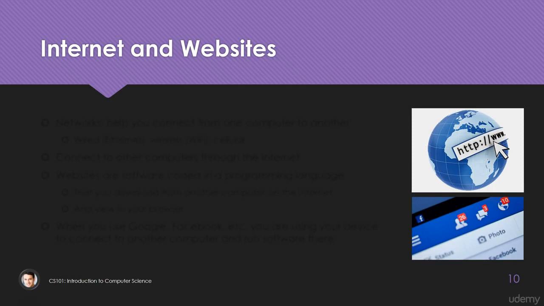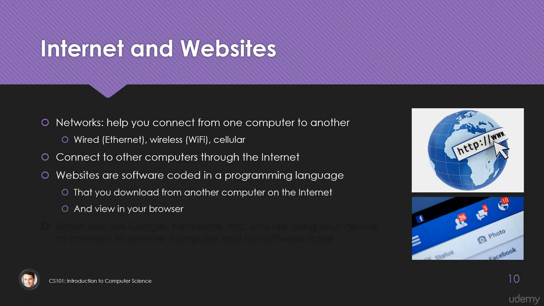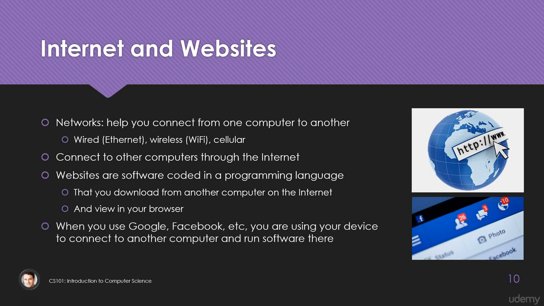So in the course, we'll be talking about a few other things as well. One is internet and websites. Basically, you have computer networks that help you connect from one computer to another through wired, wireless, or cellular networks. They connect to other computers through the internet, and websites themselves are really software coded in a programming language. You download a web page from the internet, and then you view it in your browser. So the browser is the software sitting on your computer that displays another software that is downloaded from another computer. When you use Google, Facebook, and other websites, you're using your device to connect to another computer and run software there.